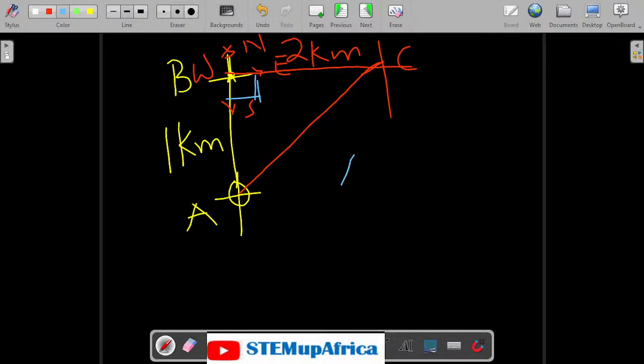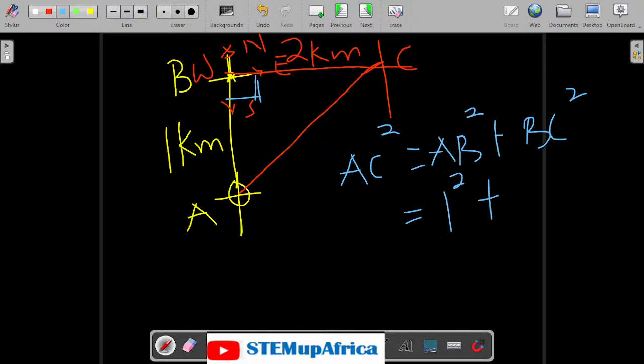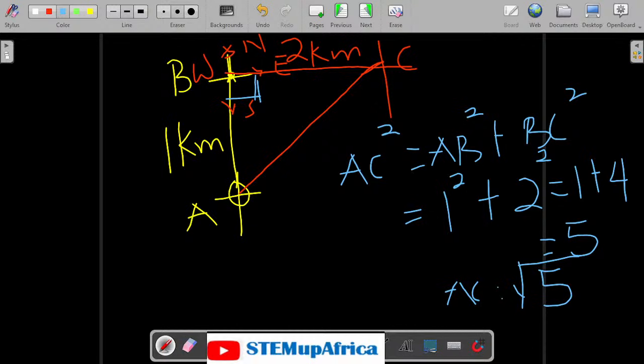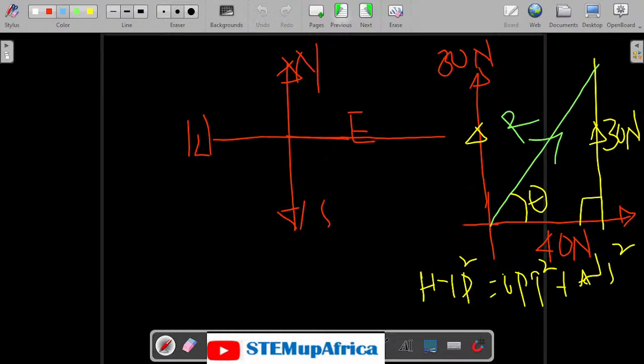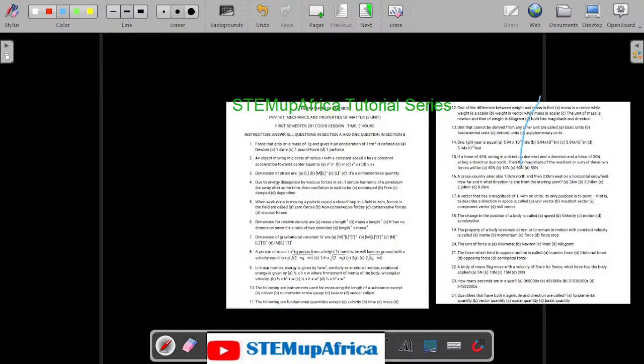So I'm going to have AC square is equal to AB square plus BC square. The value of AB is 1. I'm having 1 square plus 2 square, which is 1 plus 4. 1 square is 1 and 2 square is 4. If you add up, that will give us 5. So AC is the square root of 5. The square root of 5 should be around 2.23, if I'm not mistaken, or let me say 2.24. That is option C.